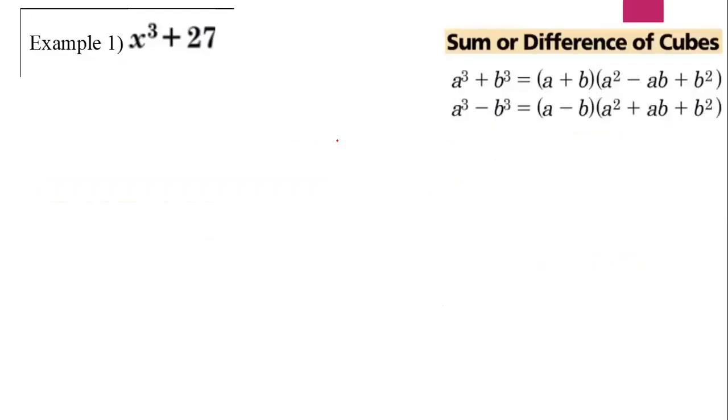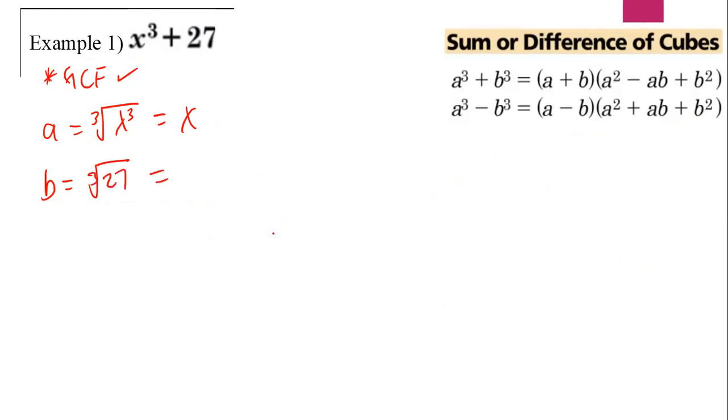Ready? First things first, anytime you're factoring, you should always check for GCF. Is there a GCF here? Nope, there isn't, so we're good to go. We're going to find our A. Your A equals the cube root of your first term. What is the cube root of x cubed? X. Your B equals the cube root of your second term. What number times itself 3 times gives me 27? 3. 3 times 3 times 3 is 27.